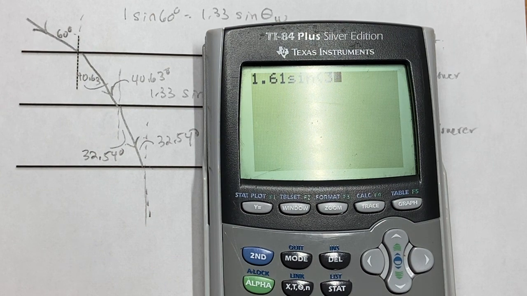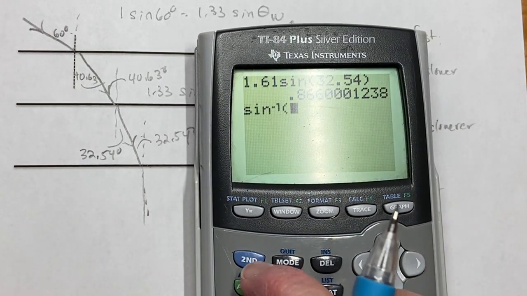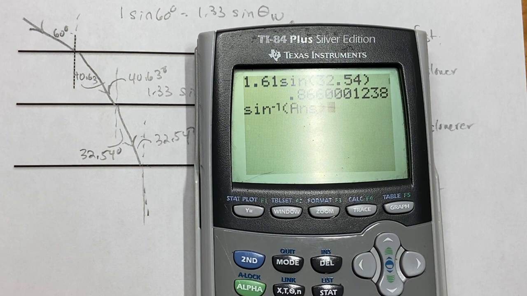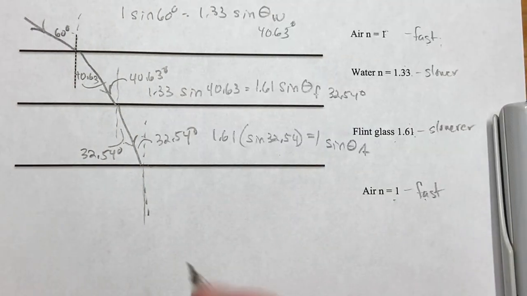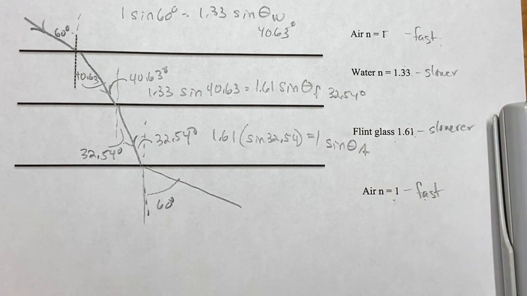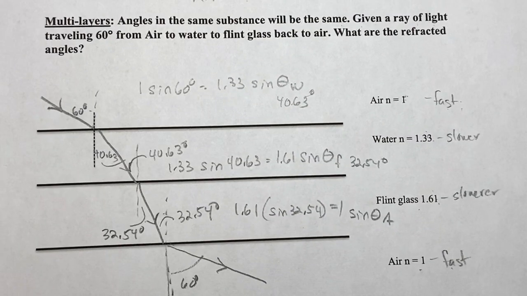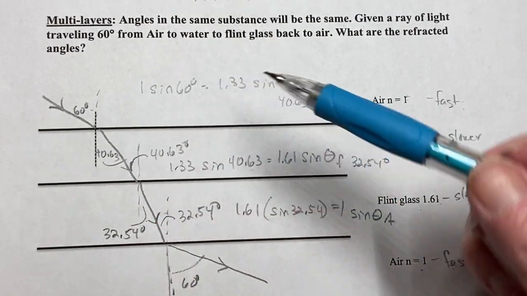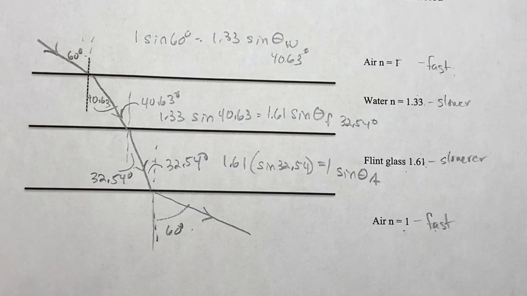1.61 times sine of 32.54. Obviously, we're dividing by 1, so I don't really need to do that. So second sine, second answer. And look at that. 60 degrees. So that's going to bend away. I'm exaggerating it, but I want to make it show the bend. And there's my arrow. Didn't need to actually do that one because in the same substance, the angles will be the same. So if I knew this was 60, this would be 60. I don't even have to do the math, but this just helps show you.